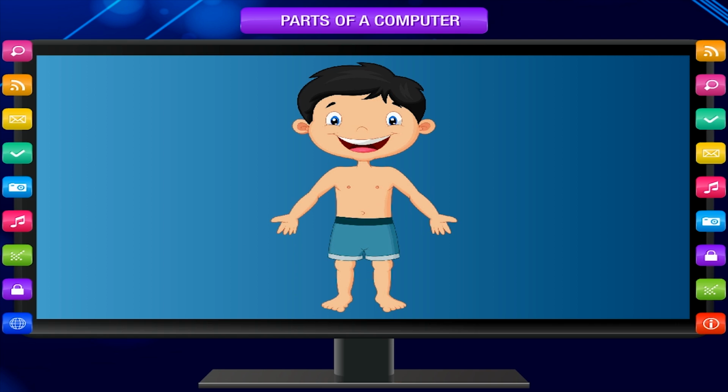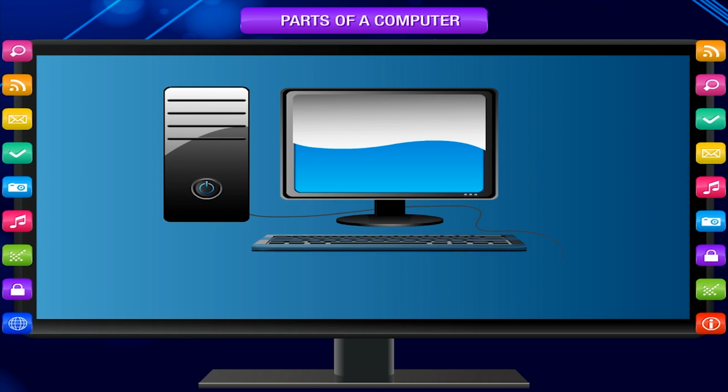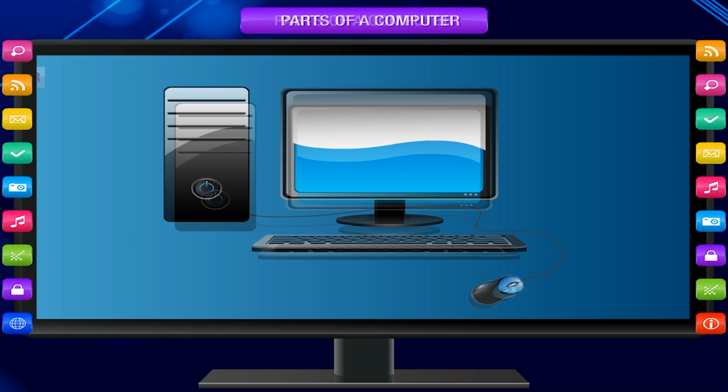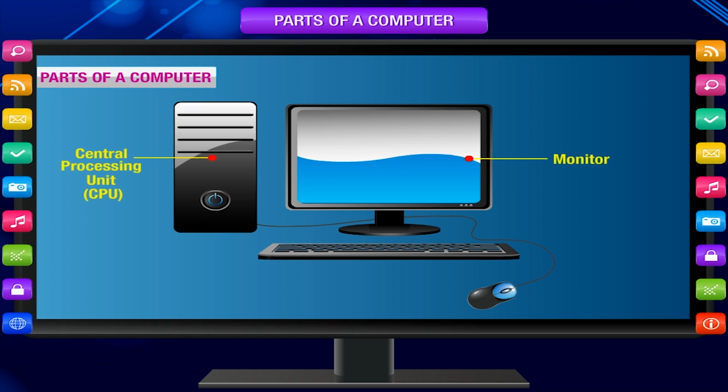Children, our body has many parts which perform different activities for us, like hands, legs, head, eyes, ears, etc. Similarly, a computer also has parts that help it to perform different functions. Parts of a computer. A computer has four main parts: monitor, central processing unit (CPU), keyboard, mouse.